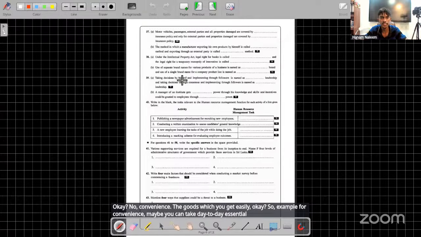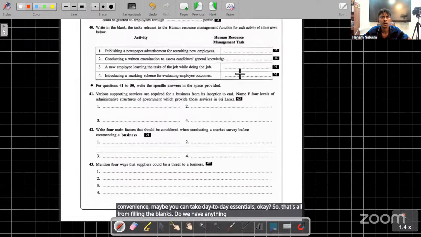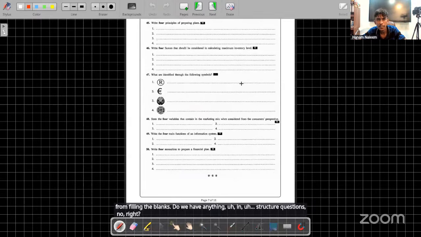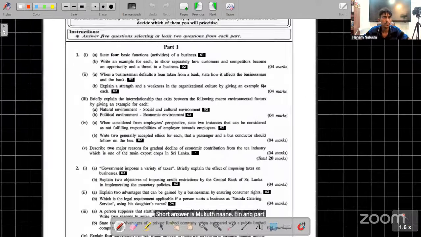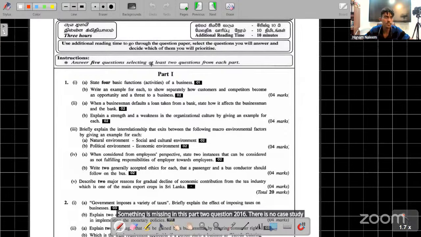So that's all from filling the blanks. Do we have anything in structure questions? No, right? There are no short answers. Okay, then let's go to part 2. Part 2. Something is missing here. This question is a little different. What's the difference? Something is missing in this part 2 question, 2016. There is no case study. Okay, let's see. First question.